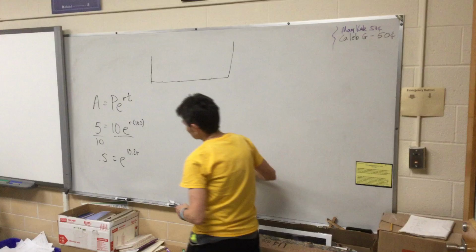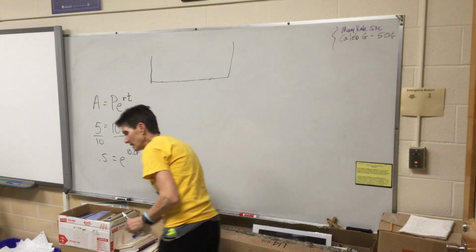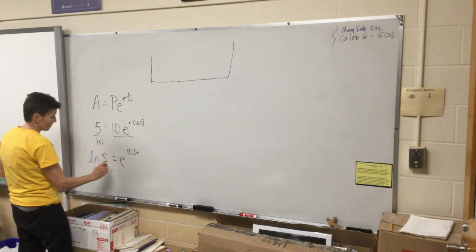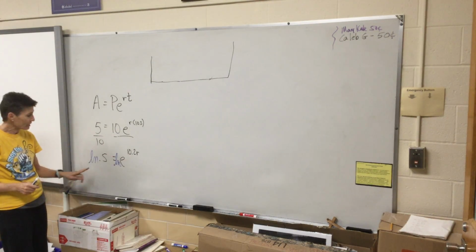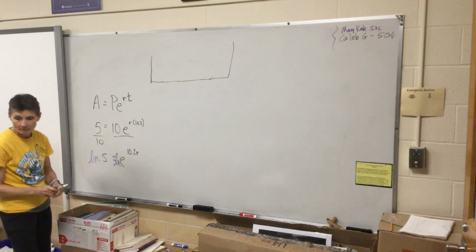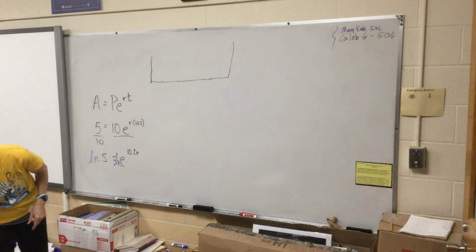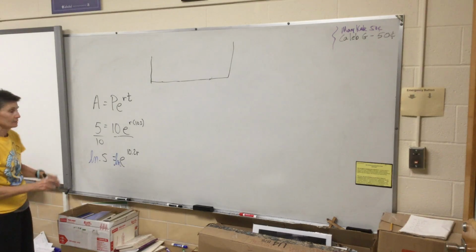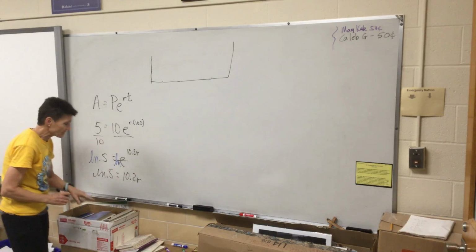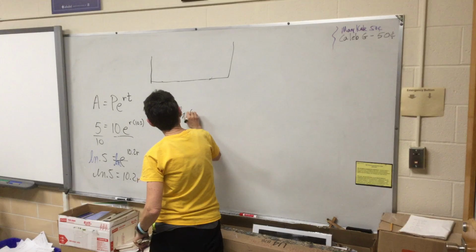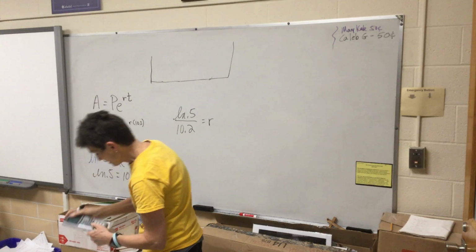Now what do we do? Yeah, we've got to ln. Guys, we keep talking about this, or I keep talking about it. When your variable is the exponent, you're going to need some kind of logarithm. If your variable is the exponent. All right, so ln 0.5 equals 10.2r because that cancels. And we have ln 0.5 divided by 10.2. And this is going to be our answer, and then we're going to be done.